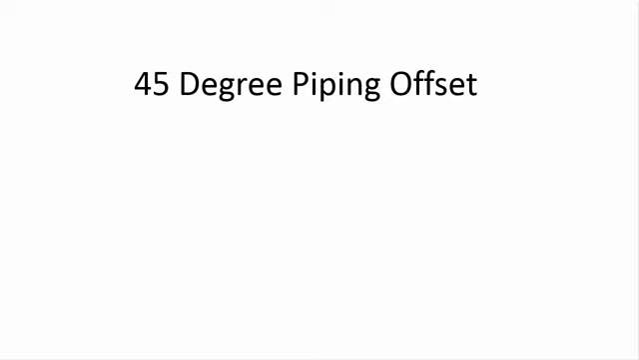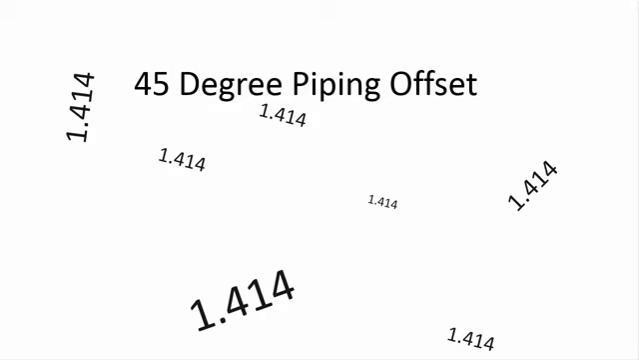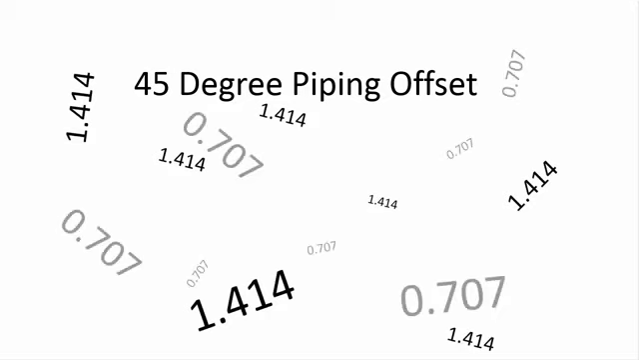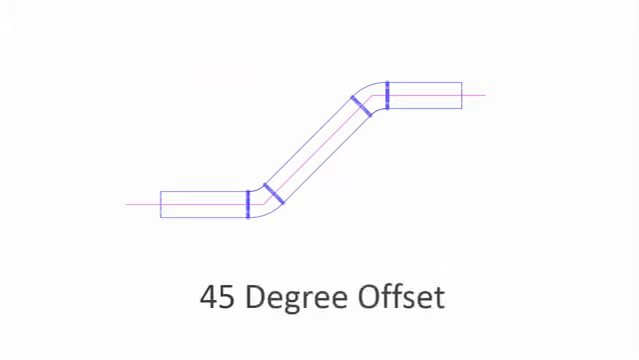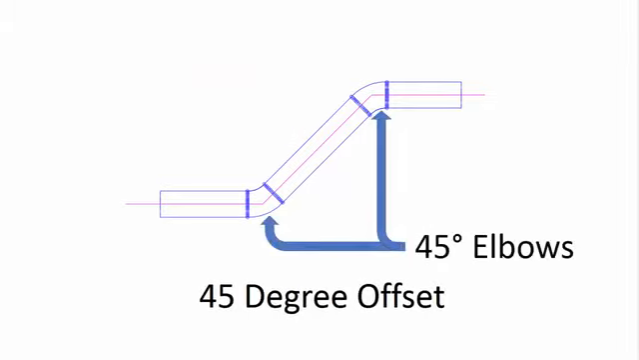You need to lay out a 45-degree offset, and when you search the internet, you find people saying use 1.414 or 0.707 and you'll be good to go. You believe them, but you aren't sure what those two numbers are or how they came up with them. Here's an example of a 45-degree piping offset. The offset uses 45-degree elbows to connect parallel pipes.